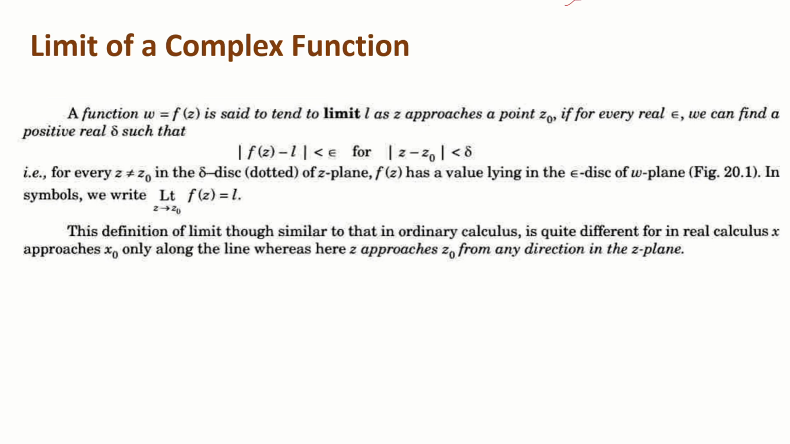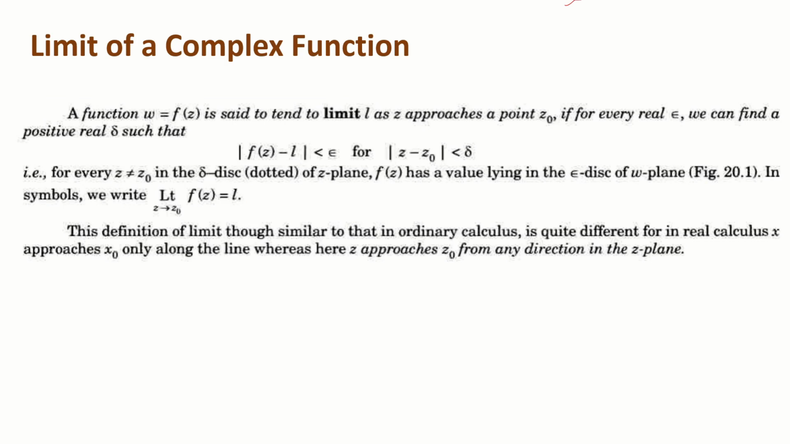And here there are only two possible ways of approaching a point. Either it would be from the left hand side or the right hand side. So what I mean to say is that in the limit of a real function, there are only two possible ways for me to approach a certain point on the line. Either from the left hand side or the right hand side. But in complex analysis, things turn out different.